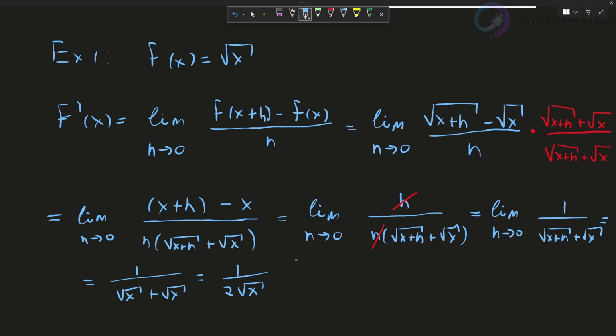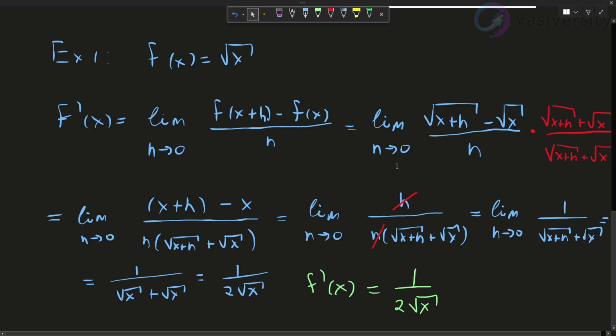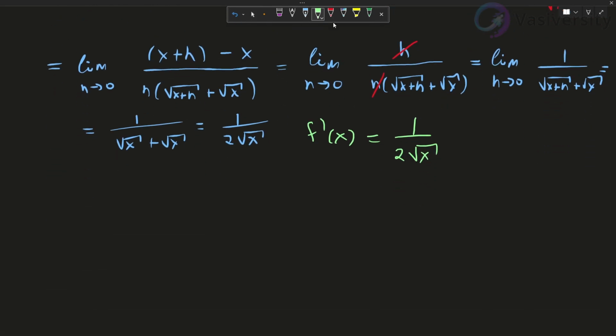Perfect. So we found out that f prime of x for this equation is going to be 1 over 2 square root of x. Right. For your own practice, you can try to find the derivatives of 1 over x squared. Find f prime of x of 1 over x.